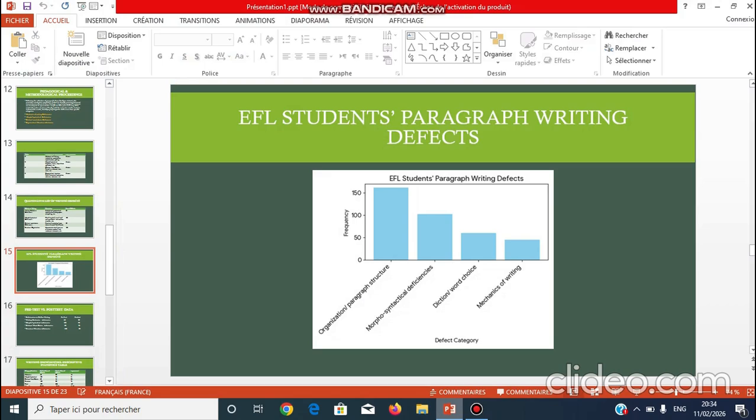The second part of this presentation shows a Pareto chart in which the blue column of the organization or paragraph structure proves that the paragraph writing defects are highest and mechanics of writing are the lowest.